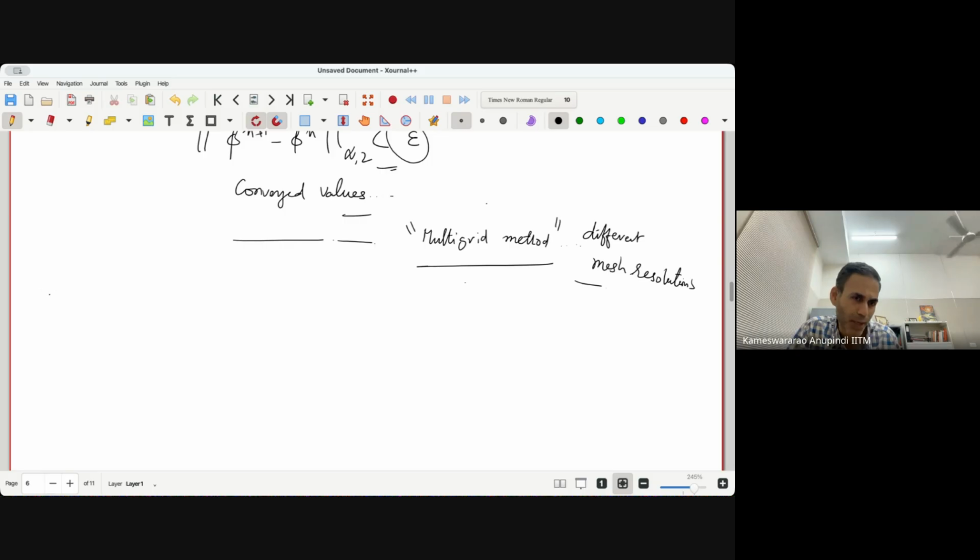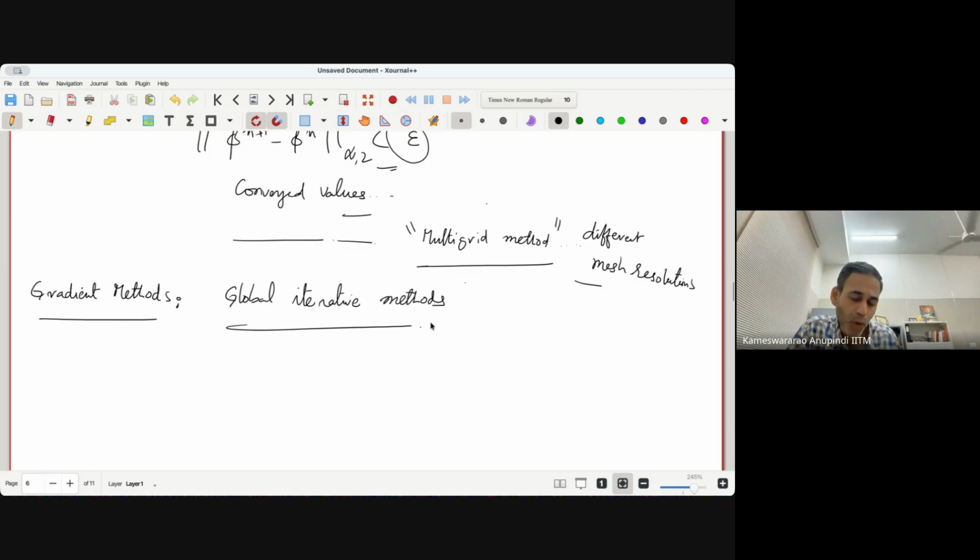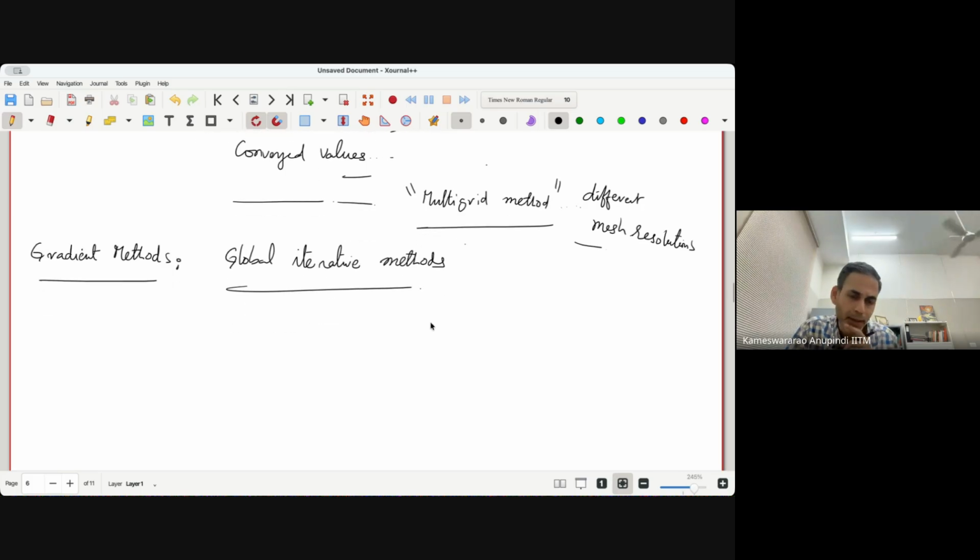But then we would like to look at another class of methods which are known as the gradient methods, or also known as the global iterative methods. What these try to do is that they kind of reformulate the problem.